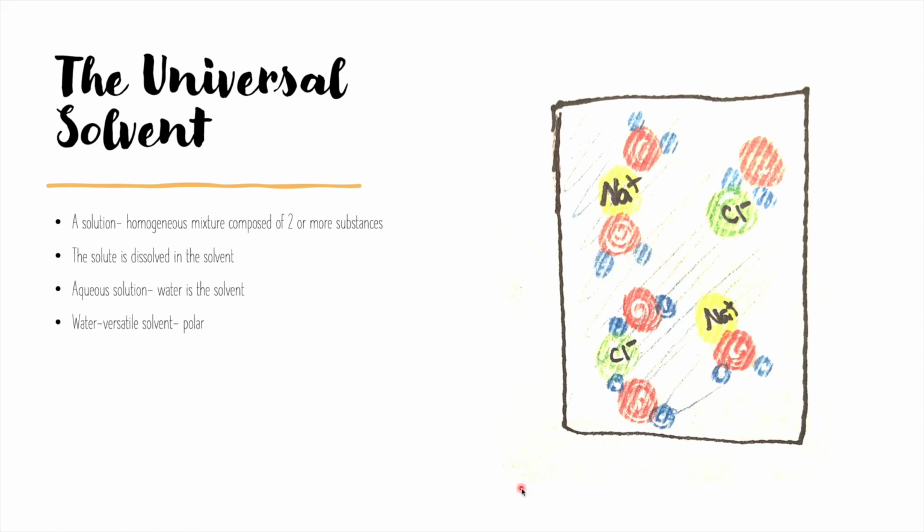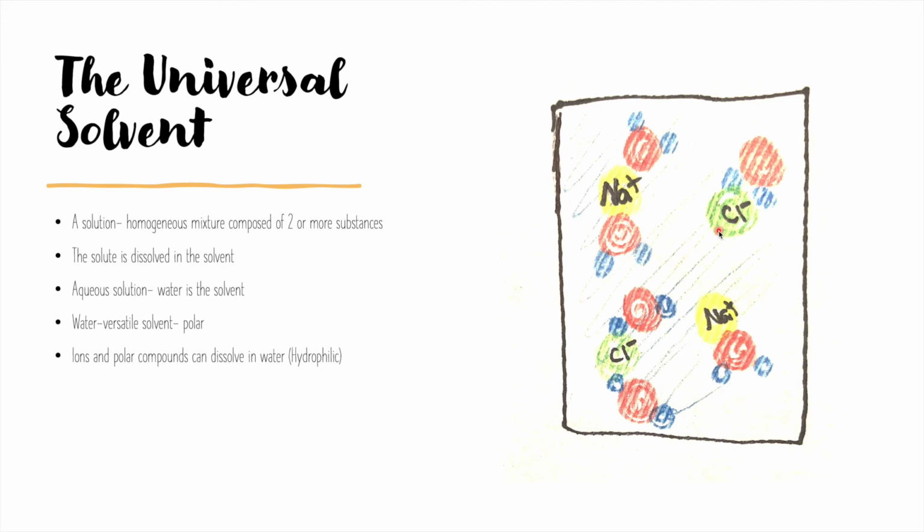Water is a versatile solvent because it is polar. Ions and polar compounds can dissolve in water. For instance, when NaCl, a salt, dissolves in water, it dissociates into Na+ and Cl-. Remember that opposite charges attract.